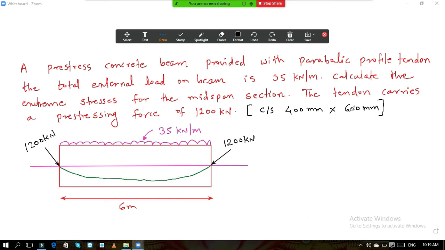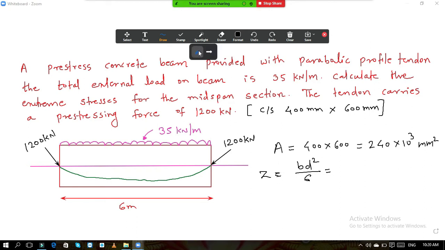Now we want to solve this problem. First of all we will calculate the area of the beam. Area A is equal to 400 into 600, so it is 240 into 10 raised to 3 mm square. Please check the calculations. Then we will calculate Z. It is a rectangular section, so BD square by 6. If it is not a rectangular section, then you need to calculate Z differently.